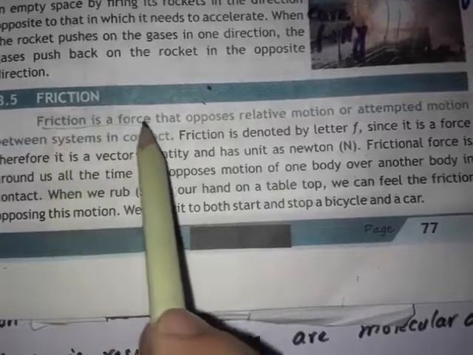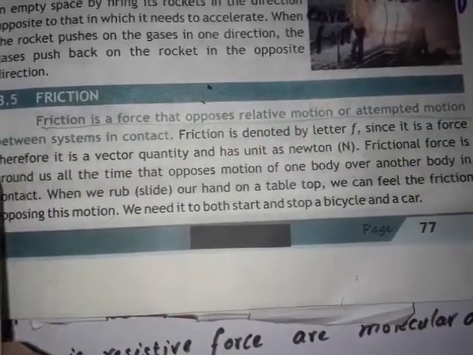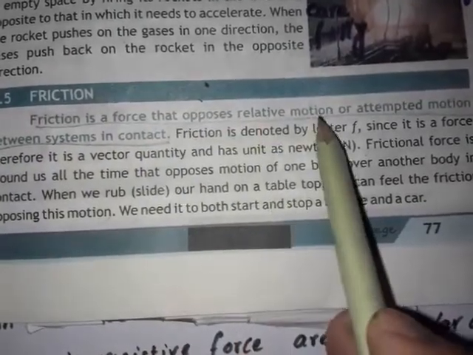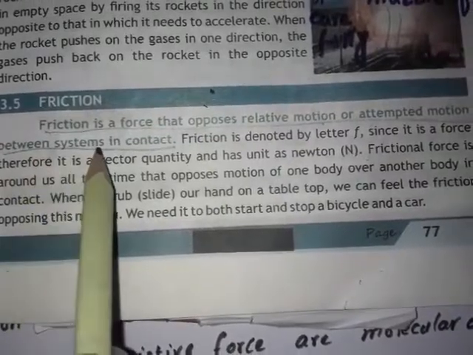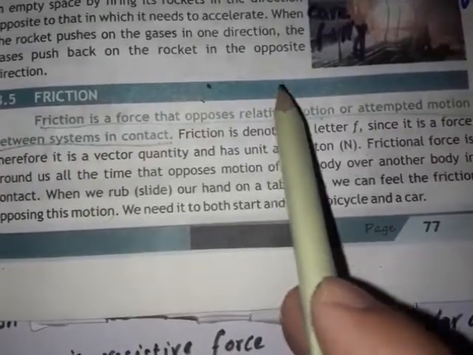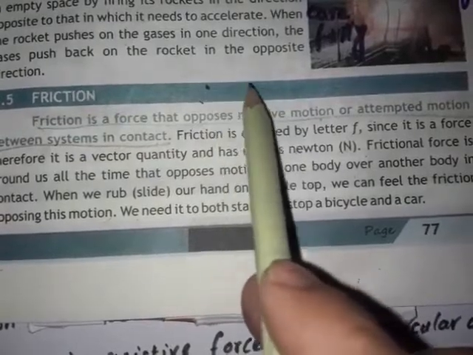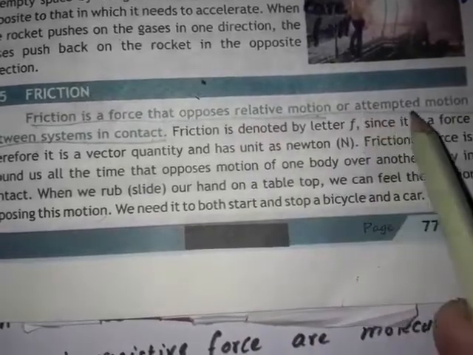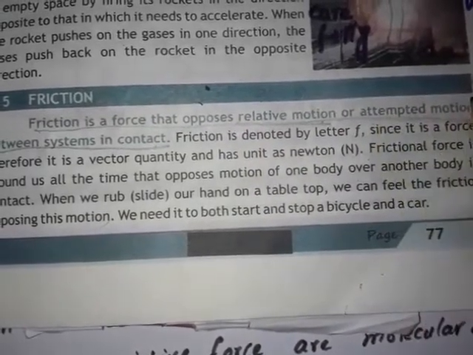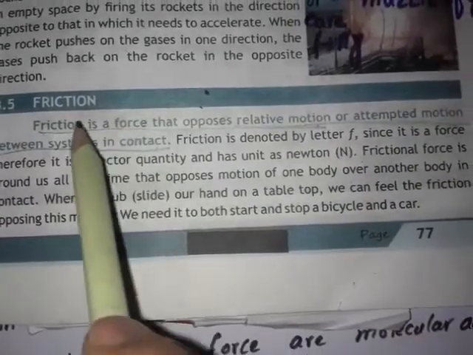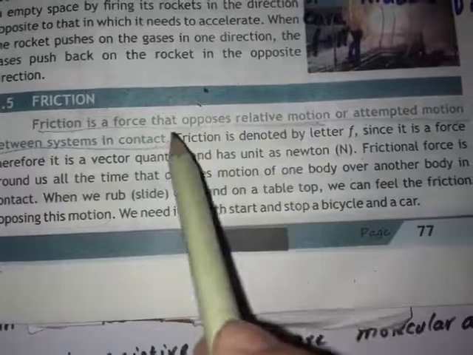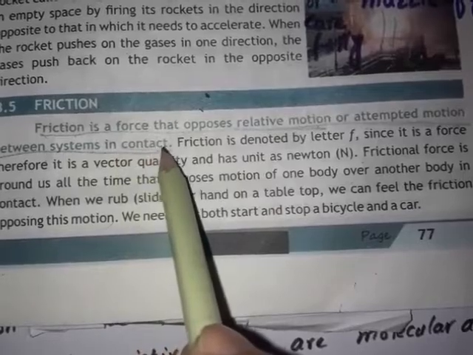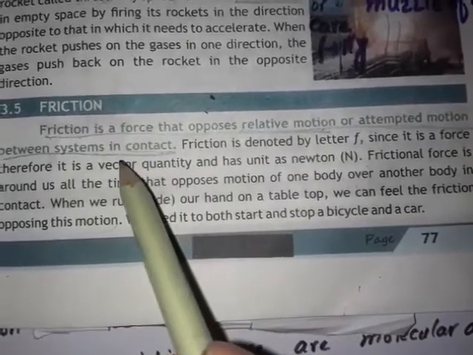The definition mentioned in the book is, underline this definition. Friction is a force that opposes relative motion or attempted motion between systems in contact. Relative motion means when two objects slide over one another. Attempted motion means the motion caused by an object. Friction is a force that opposes the motion of two objects when they come in contact with each other. Come in contact means come in connection with each other.